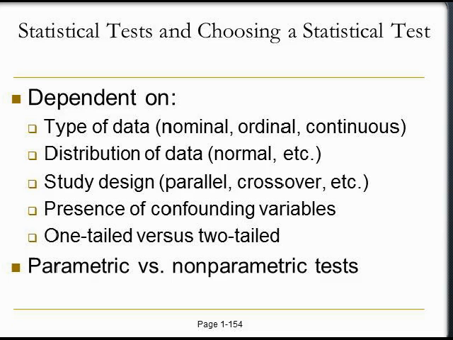presence of confounding variables. We won't talk about that in this presentation, but we will a little bit in the second presentation. One-tailed versus two-tailed tests. Again, we won't talk much about that because you will primarily see two-tailed statistical tests in the literature. There's a smattering of one-tailed tests that I've seen. And then lastly, parametric versus non-parametric tests.